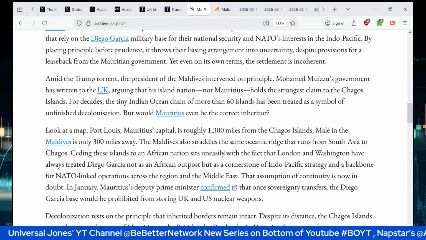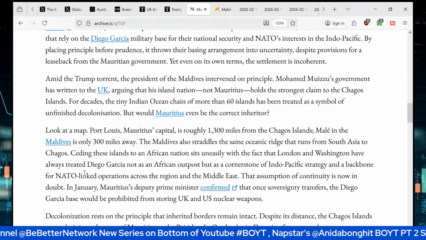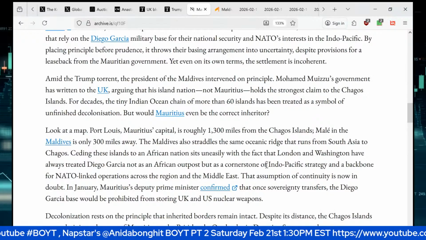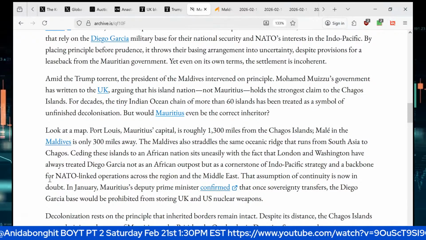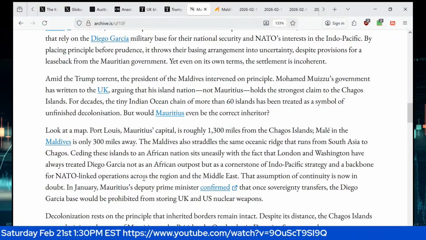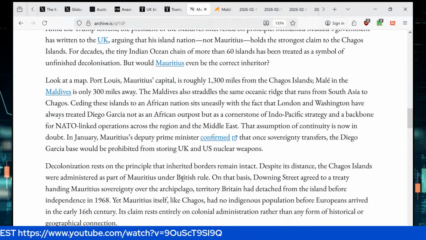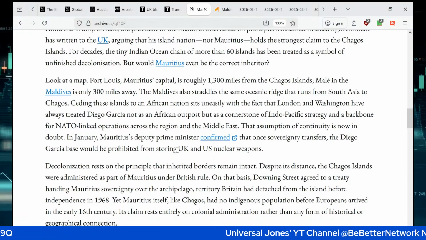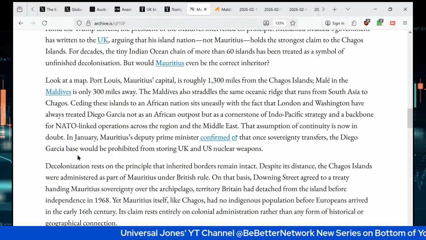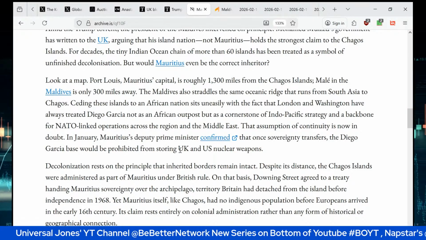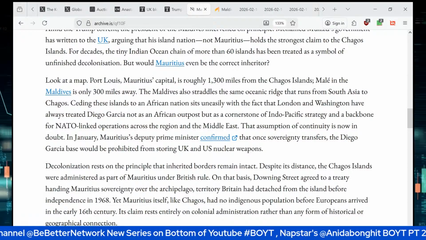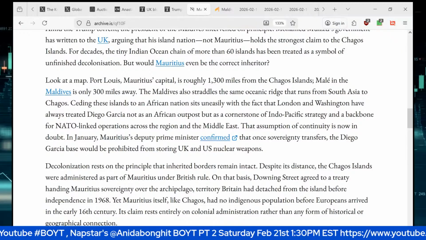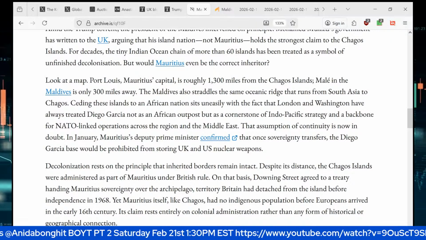Ceding these islands to an African nation sits uneasily with the fact that London and Washington have always treated Diego Garcia not as an African outpost, but as a cornerstone of Indo-Pacific strategy and a backbone for NATO-linked operations across the region and the Middle East. That assumption of continuity is now in doubt. In January, Mauritius's deputy prime minister confirmed that once sovereignty transfers, the Diego Garcia base would be prohibited from storing UK and US nuclear weapons. All right. Well, I'm mispronouncing that. How do you pronounce that? Can you spell it out phonetically in the chat?